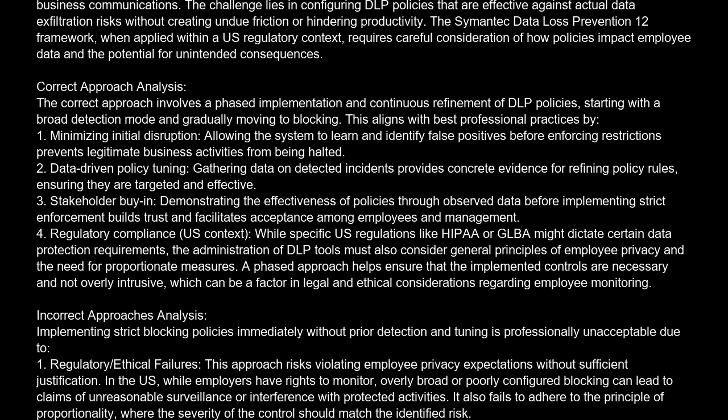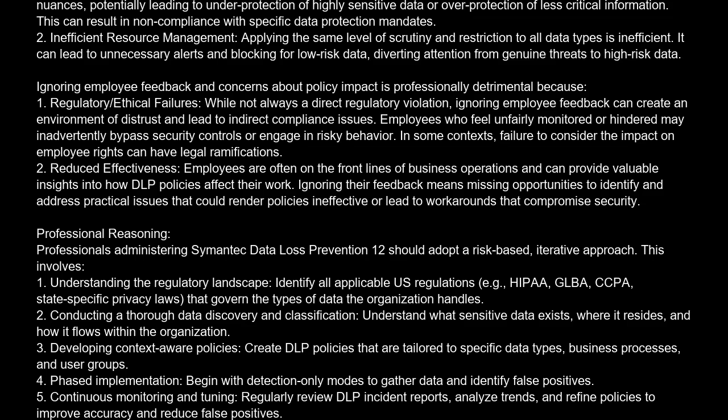Focusing solely on a single, broad policy without considering the context of different data types or departments is professionally unsound because 1. Regulatory/ethical failures. Different data types, e.g., PII, financial data, intellectual property, have varying levels of sensitivity and are subject to different regulatory requirements. A one-size-fits-all approach fails to address these nuances, potentially leading to underprotection of highly sensitive data or overprotection of less critical information. This can result in non-compliance with specific data protection mandates.